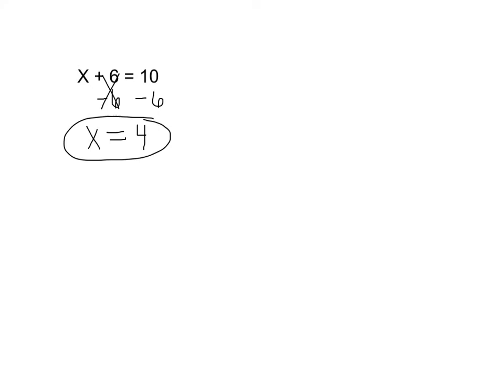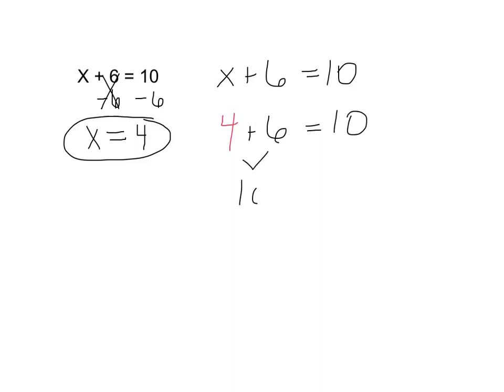Now let's go ahead and check that. I'm going to check to the right. So my equation was x plus 6 equals 10, and I'm going to plug in my value for x, which was 4, plus 6 equals 10. 4 plus 6 is 10, and yes, we've got it.